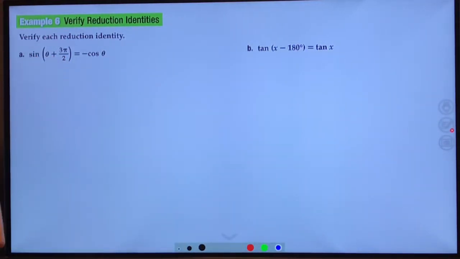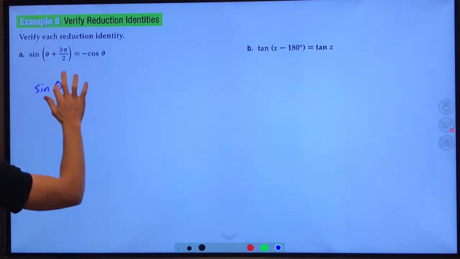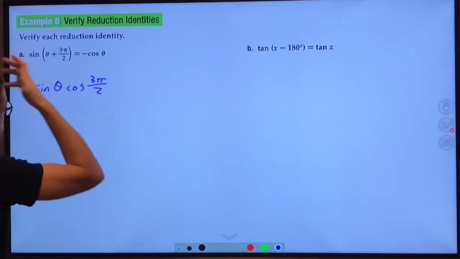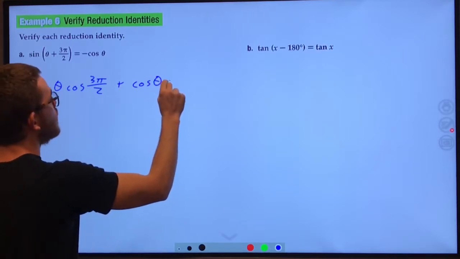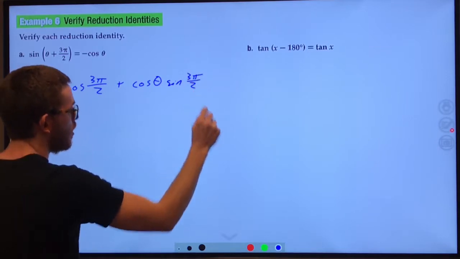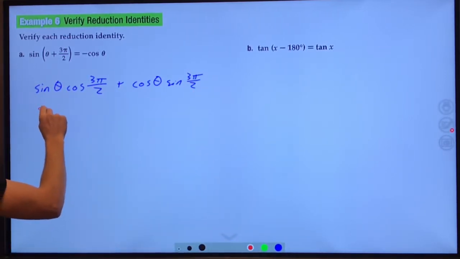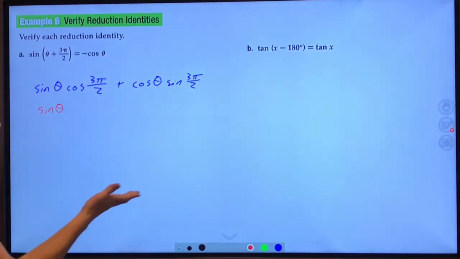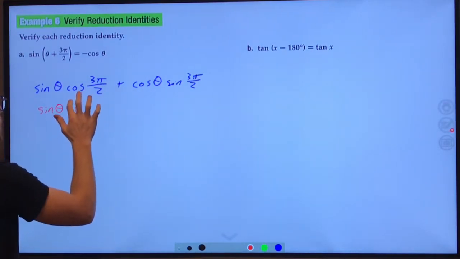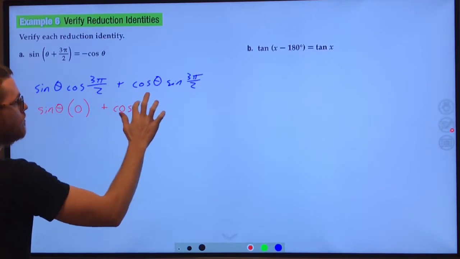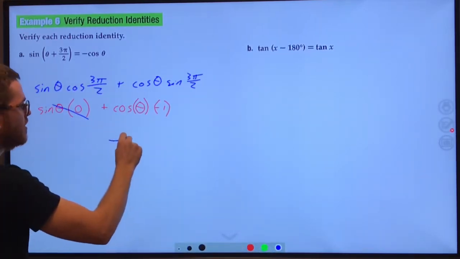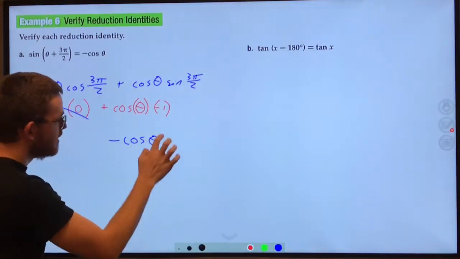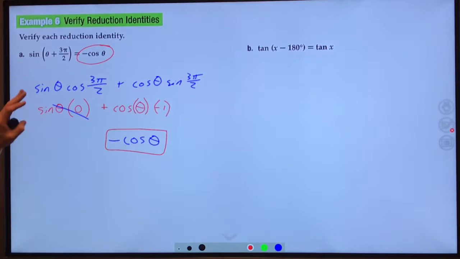Here, we want to show that this is the same thing as negative cosine of theta by just using our sum identity. We know this is sine of theta cosine of 3 pi over 2 plus cosine of theta sine of 3 pi over 2. Sine of theta, I'm going to leave that alone, but cosine of 3 pi over 2, we go all the way around, that cosine would be 0. Cosine of theta times sine of 3 pi over 2, that's a negative 1. This first term is out, but this is a negative cosine of theta. And so we've shown that this is indeed true. We just verified that reduction identity.